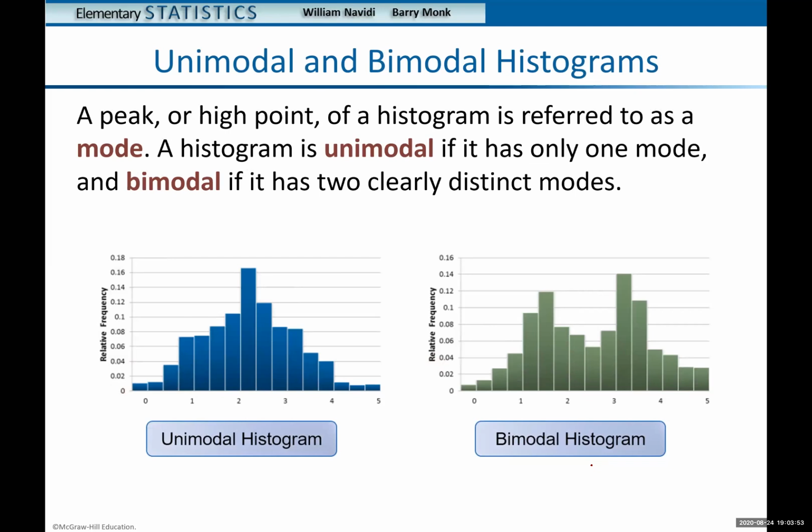All right, so also we have unimodal and bimodal histograms. A peak or high point of a histogram is referred to as a mode. A histogram is unimodal like this if it has one mode, and bimodal if you have two, like this.